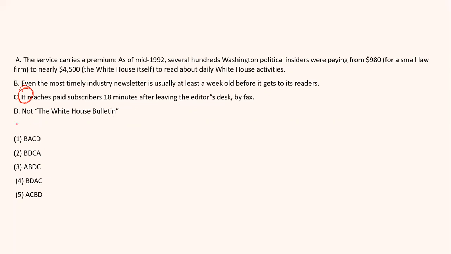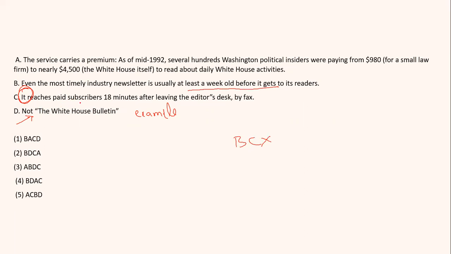Not the White House Bulletin. This is the name of a newspaper. That means this is an example of something. So what could D be an example of? What could this "it" refer to? Now, statement B talked about industry newsletters, but newsletters which were usually at least a week old. So B and C cannot be together.